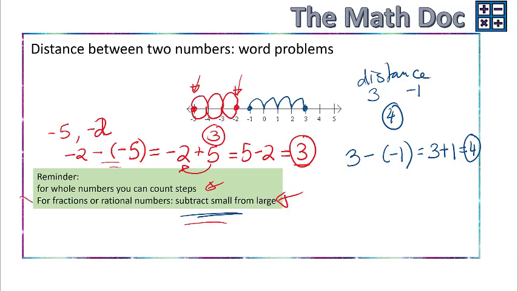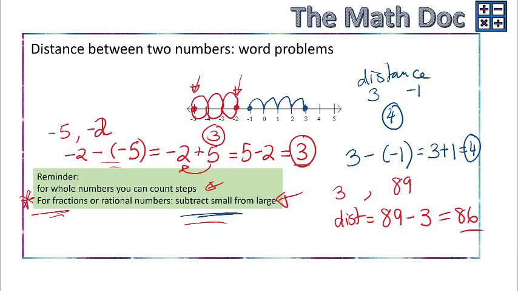The subtraction is way more useful because if we have two numbers that are very far apart, we don't really want to count the steps. For instance, if we're looking at the distance between 3 and 89, we don't want to start counting all those steps. We can just do distance equals 89 minus 3, which is just 86. So this is a much more useful way of doing it.